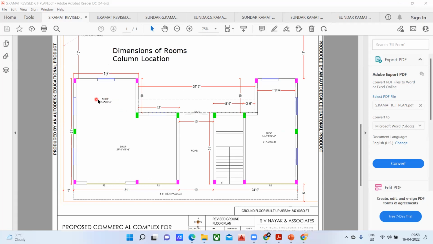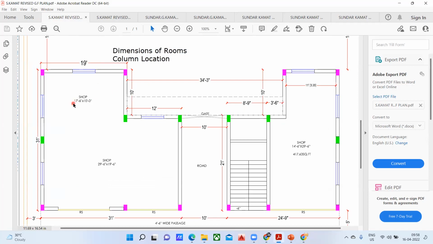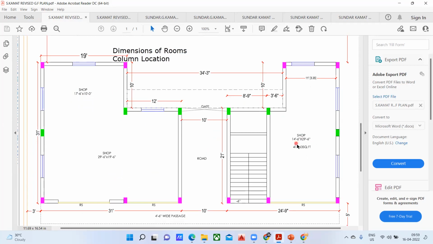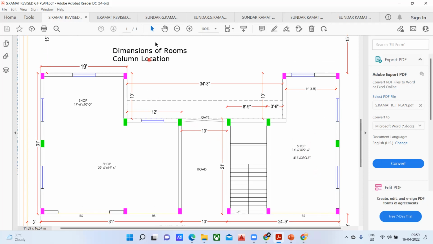The same thing you can see reflected here. Of course, you can see the dimensions being given here: 17 feet 6 inch into 10 feet, 29 feet 6 inch into 19 feet 6 inch. And of course, you can see here 14 feet 6 inch into 29 feet 6 inches, right? So always we know that the first is the horizontal distance, that is, this is 14 feet 6 inch, and this comes out to be 29 feet 6 inches.